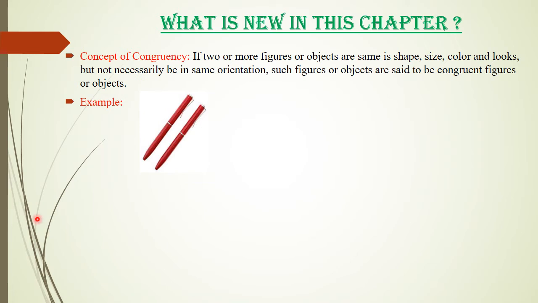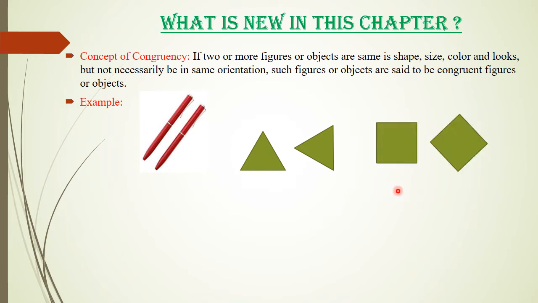If I consider examples of congruent figures, you can consider these two pens here. These are of exactly the same size and same shape. Therefore, we can consider these two pens as an example of congruent objects. Similarly, you can see two triangles here. Again, they are kept in different orientations, but their shape and size are exactly the same. Therefore, we can consider this an example of congruent figures. Similarly, you can see two squares here. Again, these are kept in different orientations, but their size and shape are exactly the same. Therefore, these are also examples of congruent figures.